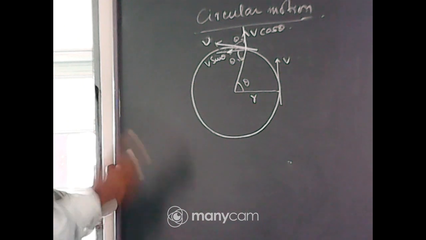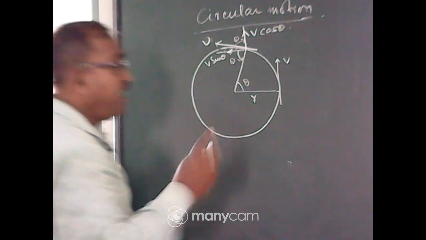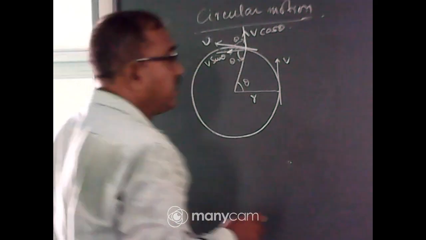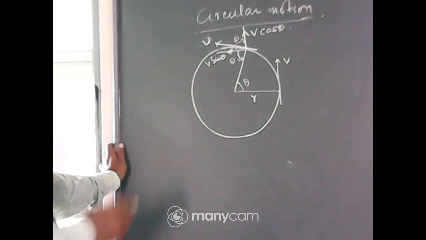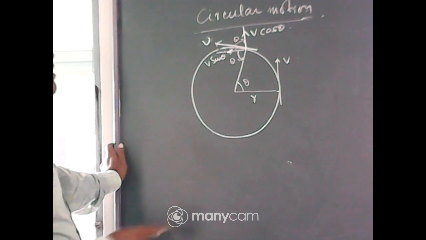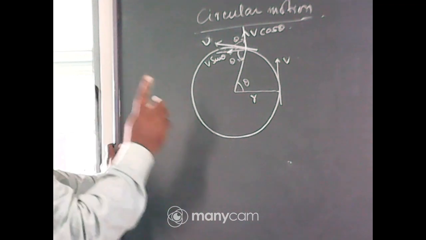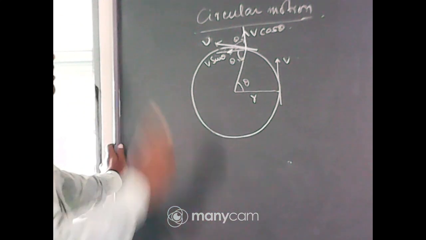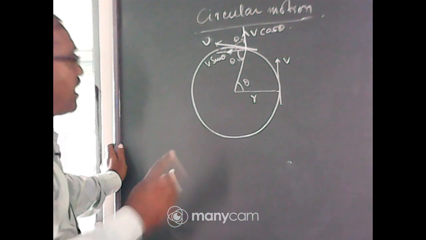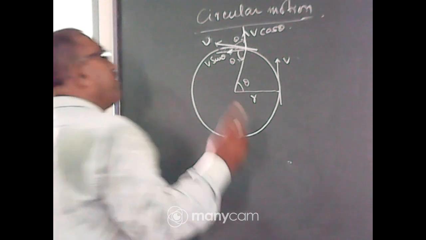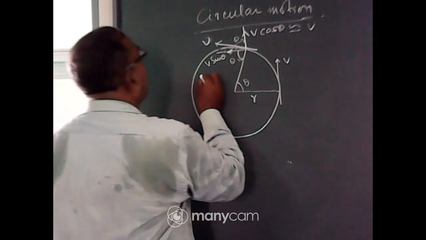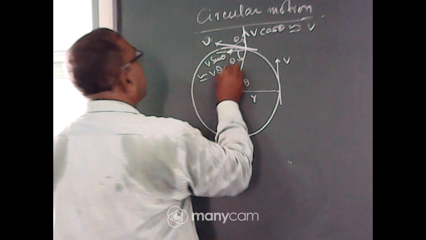First consider that theta is very, very small. If theta is very small, you know that sin theta equals theta and cos theta equals 1. Limit theta tends to 0, cos theta equals 1. Limit theta tends to 0, sin theta equals theta. From your calculus chapter you know it. So that value is almost equal to v, and that value is almost equal to v theta.